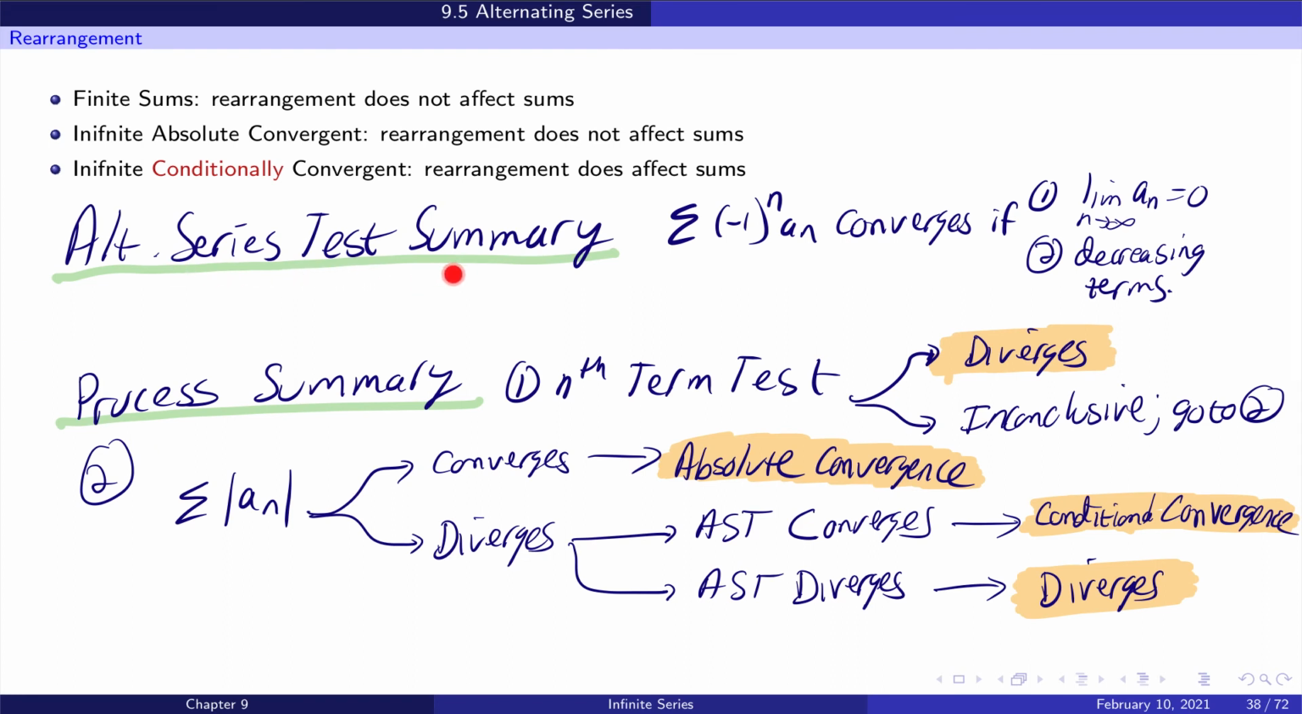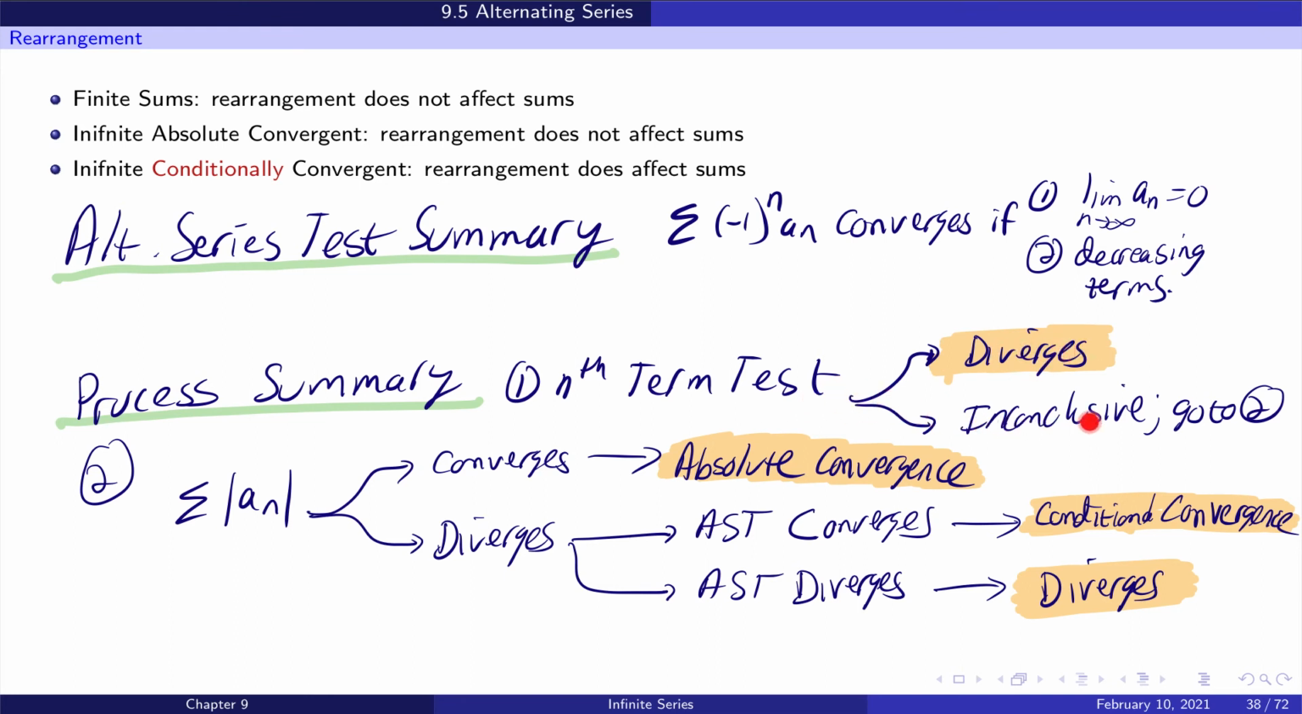The alternating series test says if both of these steps are satisfied, the limit of the sequence of terms is 0, and you can show that the terms are decreasing, then you have a convergent alternating series. Here's a summary for the overall process. Start with the nth term test. If the nth term test on the alternating series diverges, in other words, if the limit of the sequence of terms is infinity or does not equal 0, then you have divergence and you can stop.